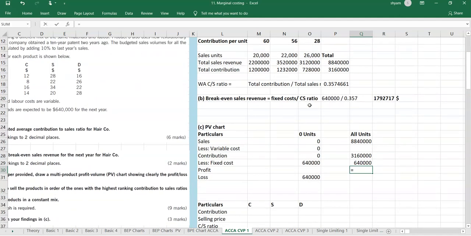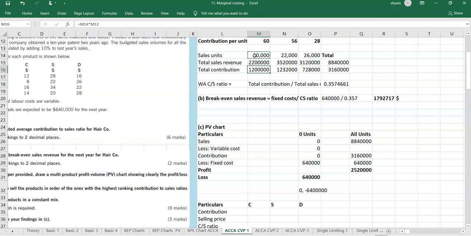We'll get the difference: contribution minus fixed cost will give you the profit. So these are the elements which are important for us. In 0 units it would be 0 comma minus 6,40,000. I think we could cut 3 zeros also. On the other side it's all the units put together. You can add all the units, and that comes to 68,000.